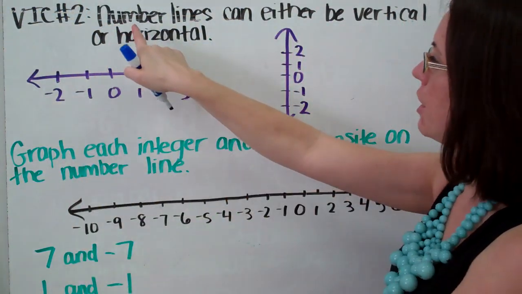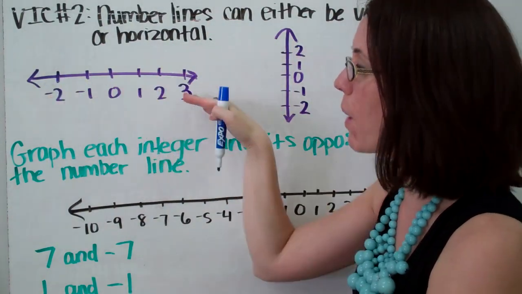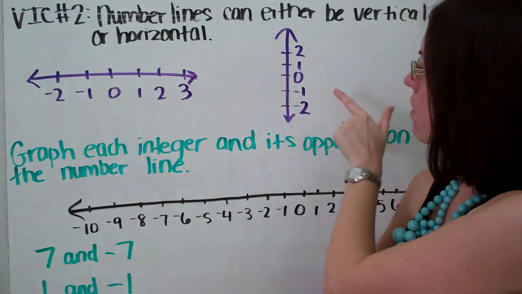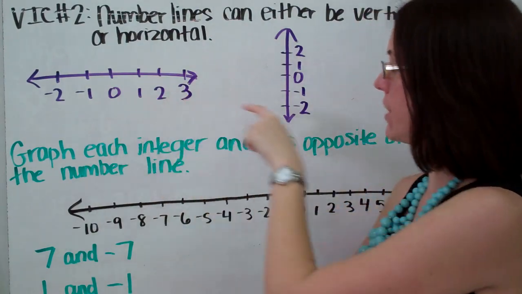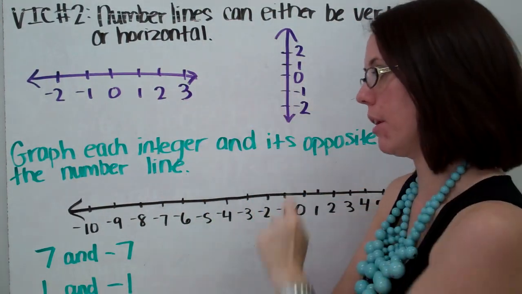Big number 2. Number lines can either be vertical or horizontal. This way is horizontal. Think the horizon where the sun is. So this is a horizontal number line. This is a vertical number line. This is generally what we're going to be using. However, if you think about a thermometer, then it's usually a vertical number line.